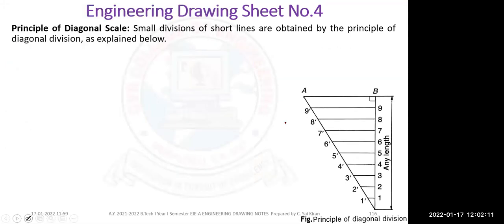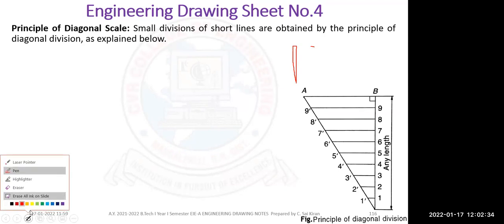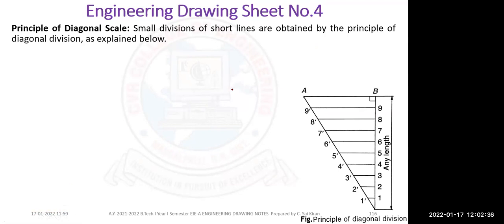So if I want to divide a smaller length, however small it may be, I'll divide this line into 10 equal parts. Then I'll join this one, then I join this one. Then I can divide this AB also into 10 equal parts. That is the beauty of engineering drawing. However small the line may be, you can divide it into 10 equal parts, and you can measure the sub of subdivision, the third unit.